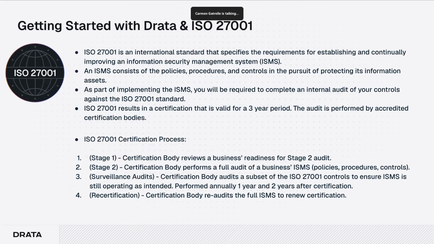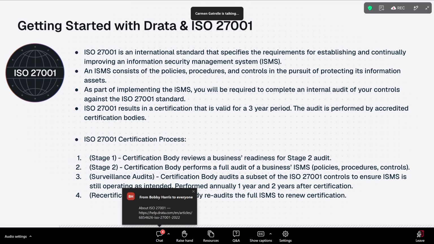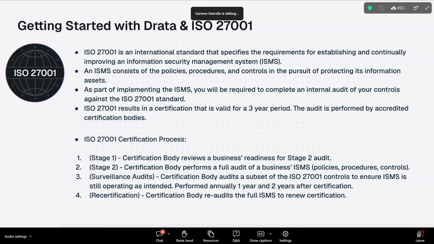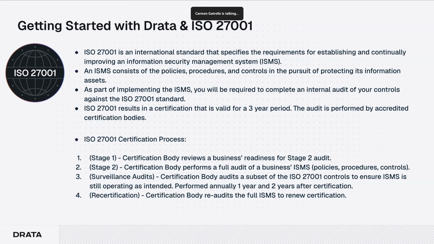All right, ISO 27001 is another framework that is commonly utilized. While there are similarities in some of the requirements and controls between ISO 27001 and SOC 2, ISO is a certification while SOC 2 is an attestation. The cornerstone of ISO 27001 is the Information Security Management System, otherwise known as the ISMS plan, which consists of policies, procedures, and controls in the pursuit of protecting its information assets.